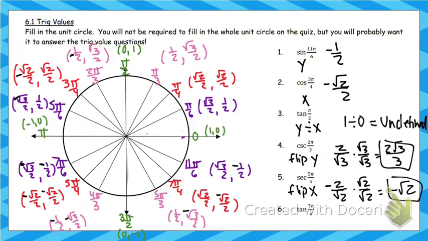Then the last one, tangent of 7 pi over 6. So 7 pi over 6 is over here. Tangent is y divided by x. So negative 1/2 divided by negative root 3 over 2. So we're going to flip the second and multiply.